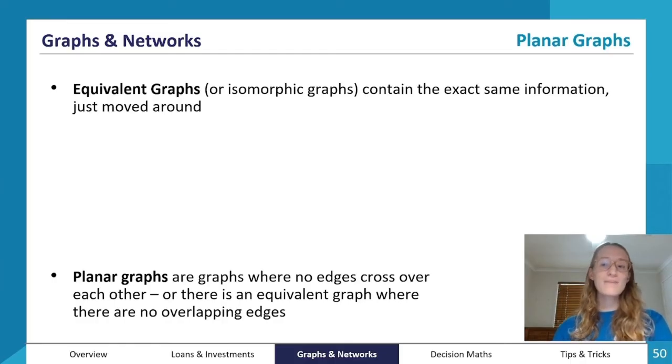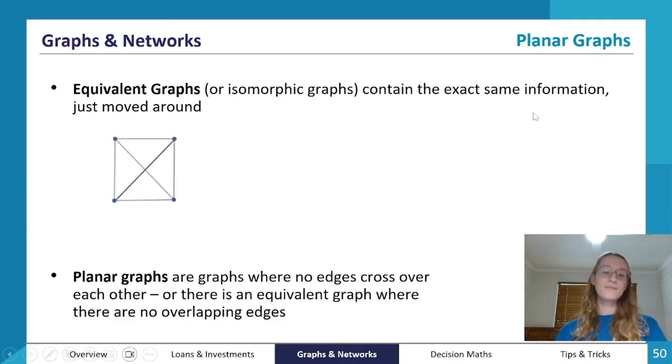Now we are going to be talking about planar graphs. So before we move into planar graphs, we'll touch on equivalent graphs first. So equivalent graphs or isomorphic graphs contain the exact same information. It's just rearranged or displayed in a different way. So when I was talking about our subgraphs, we had that some information had been removed, but nothing had been added. But when we're talking about equivalent graphs, they contain the exact same information, just in a different form.